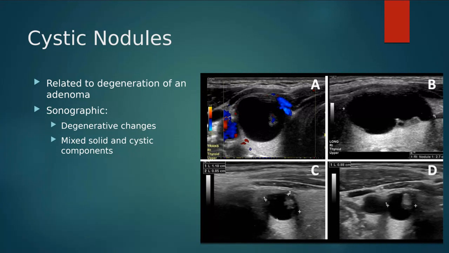We're going to see those degenerative changes. We can see some mixed components with this. So we could see some of that leftover solid component from when it was an adenoma, but we're mainly going to be seeing that cystic fluid. So we want to treat cystic nodules the same way that we do with the TI-RADS categories with regular nodules. So these, we would be aware of all of those criteria as well.